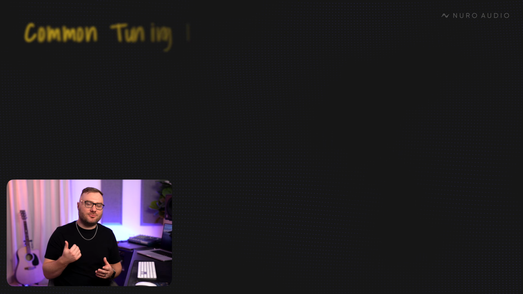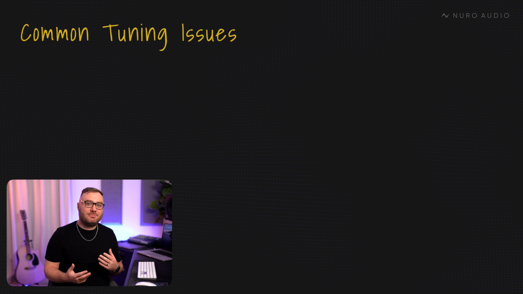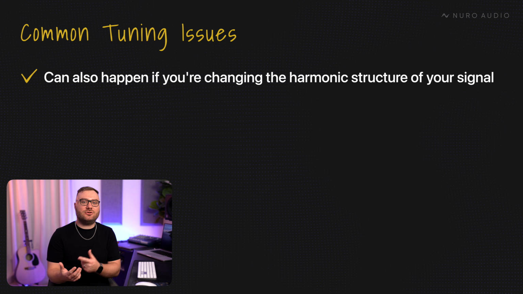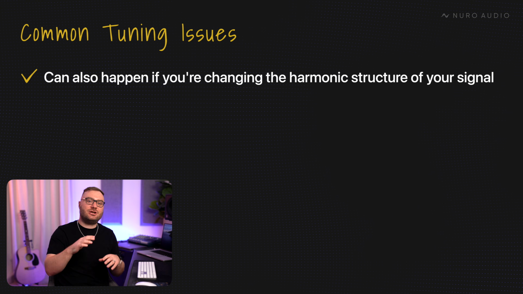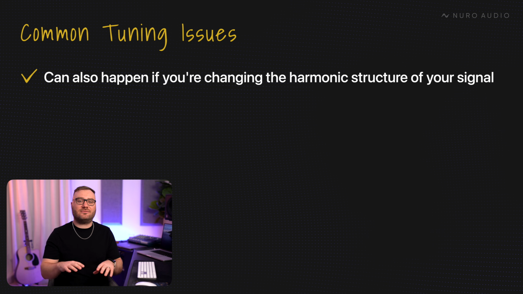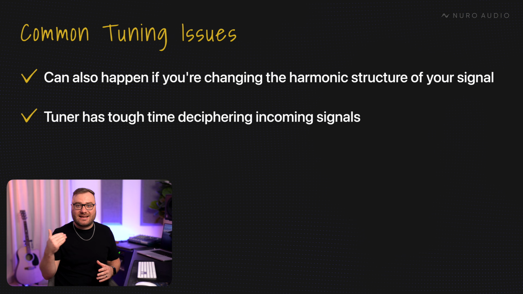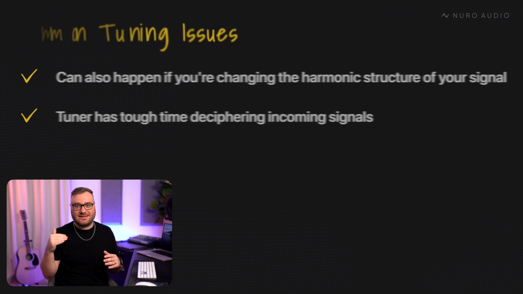So it's obvious with reverb and delay, but it can also happen if you're doing something to change the harmonic structure of your signal. If you're introducing a bunch of overtones or you're changing the relationship between the harmonics and the fundamentals, this can cause the tuner to have a tough time deciding what that incoming signal is. And remember, that's the first thing it's doing. It's trying to detect the incoming pitch.